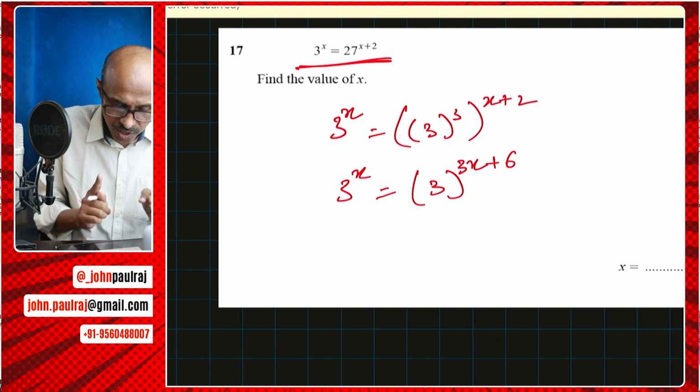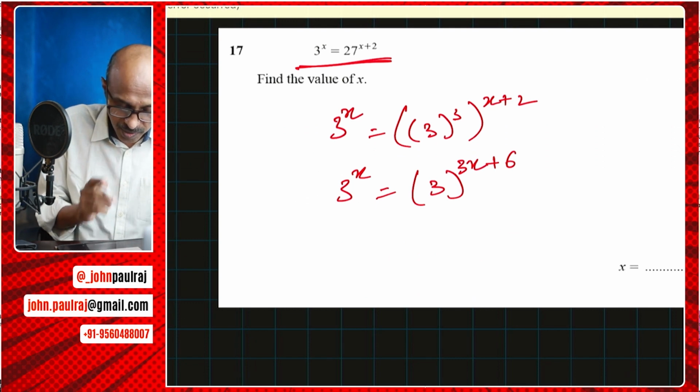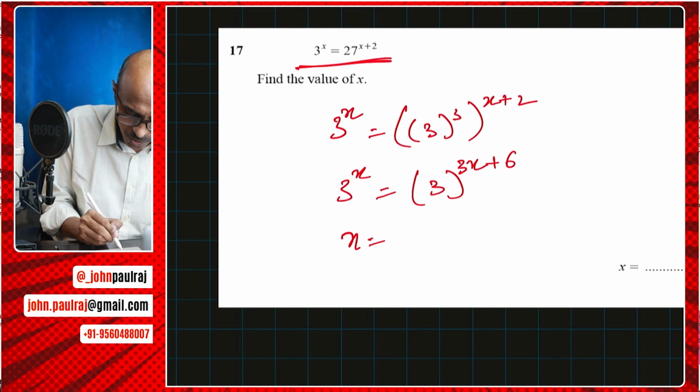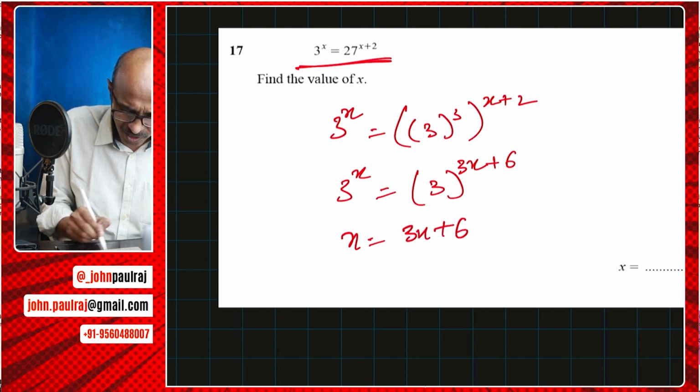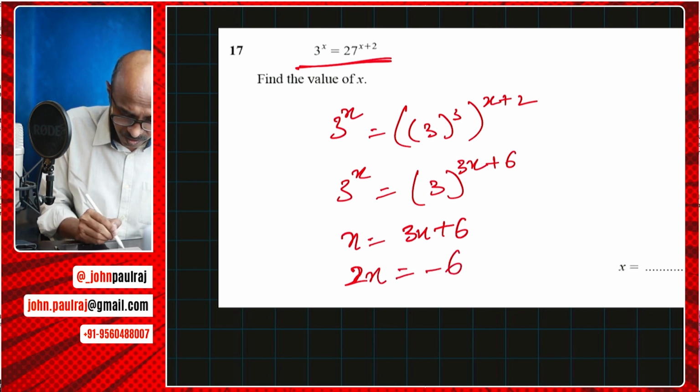And then you can compare both sides. The bases are the same, so the indices must be the same. So you can say that x must be equal to 3x plus 6. And then that's just a simple linear equation to give you 2x must be equal to negative 6. Is that right? Yep. And so x must be equal to negative 3. All right. So that's how you do it.